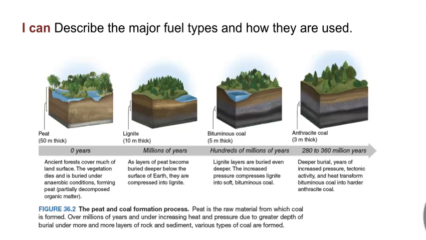So again, here's what happens. You have peat, so it's partially decayed. Heat and pressure, then more millions of years, then hundreds of millions of years, then lots more millions of years, and you get anthracite. So you can pause this video and read the graphic.